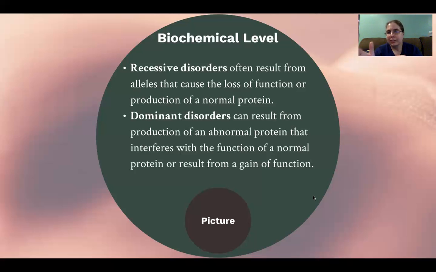It either does a new function or it functions in a way that interferes with other proteins. So remember, with recessive disorder, the job was not getting done at all, either because the protein wasn't being made, so it's not present, or because it's being made, but it's just not doing anything. It's non-functional. Here with dominant disorders, the protein is being made, but it's doing the wrong job.